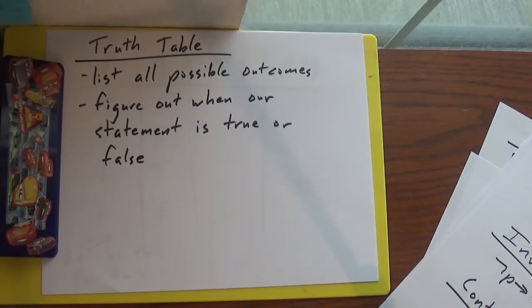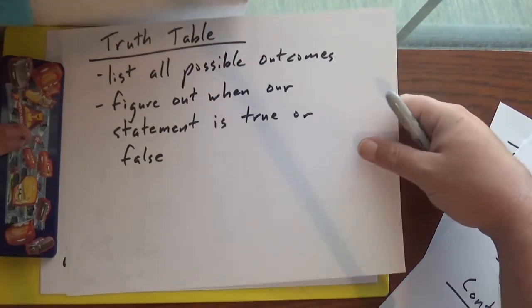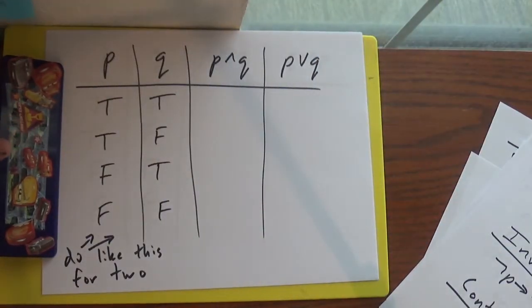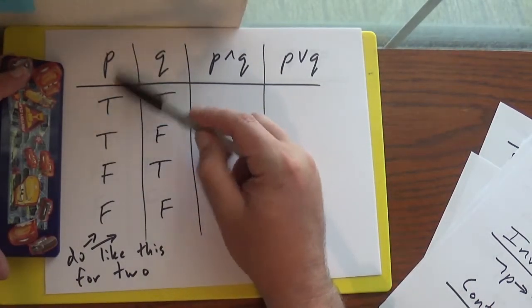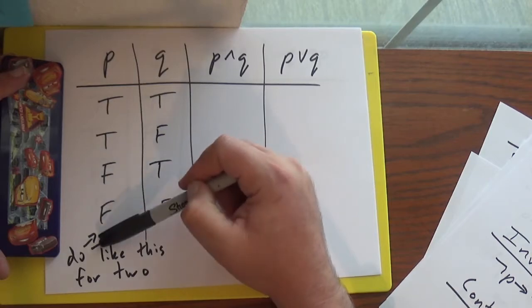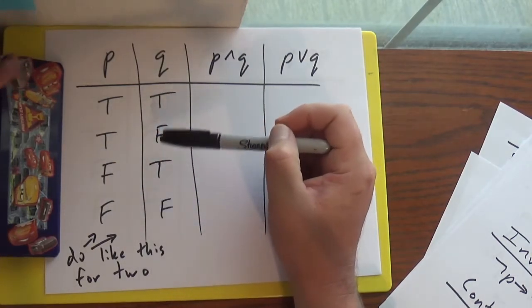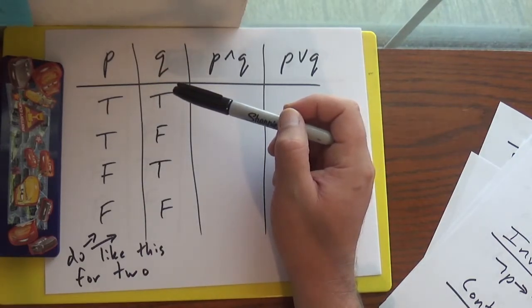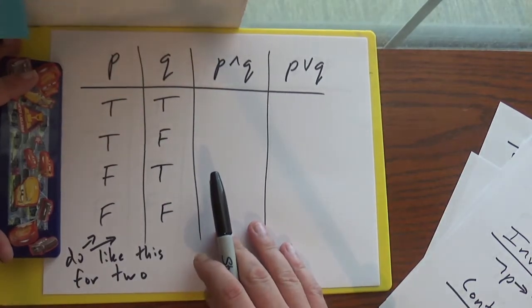Alright, truth table. The truth table means we're going to list all of the possible outcomes and figure out when our statement is going to be true or false. So the way we're going to start our truth table, for the first one, you're just going to do trues for the first half, falses for the second half. For the second one, you alternate true, false, true, false. If we had a third one, we'd have to modify it a little bit more, but we don't have a third one so far.